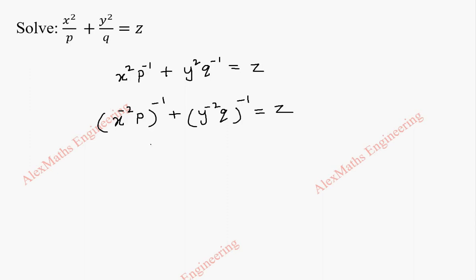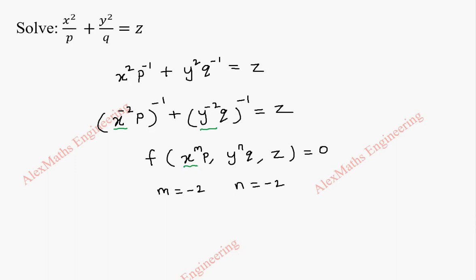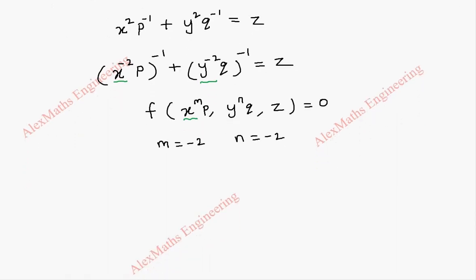Now, this is of the form f of (x power m into p, y power n into q, z) equal to 0. So here the value of m is minus 2 and value of n is minus 2, because the powers of the x term and y term are m and n. So after this we are going to give the substitution. Let capital X be x power 1 minus m. In the same way, capital Y be y power 1 minus n.